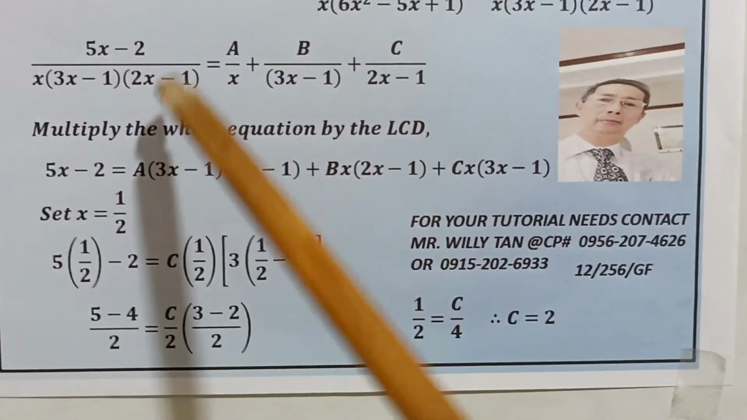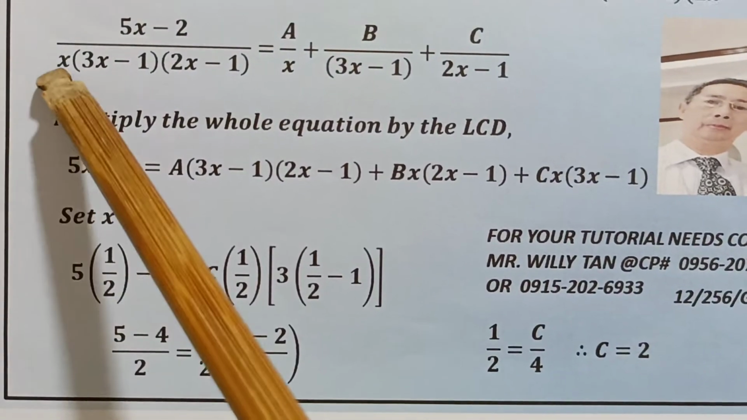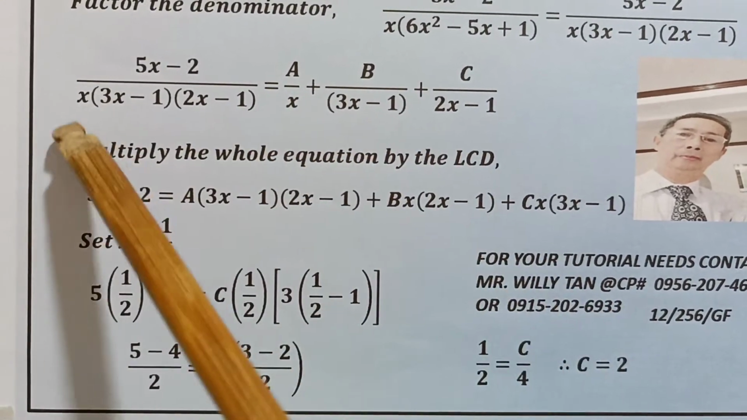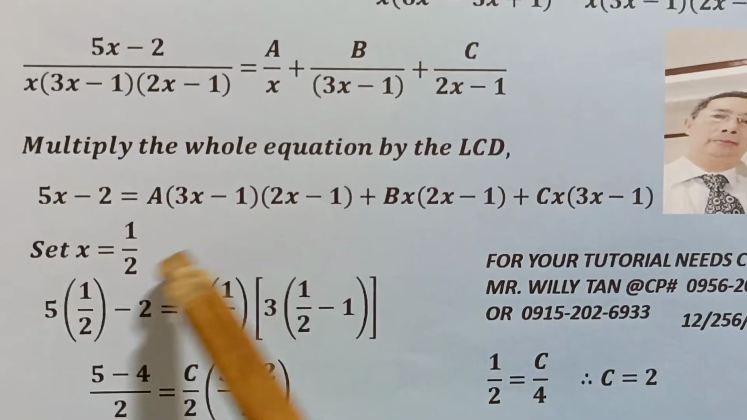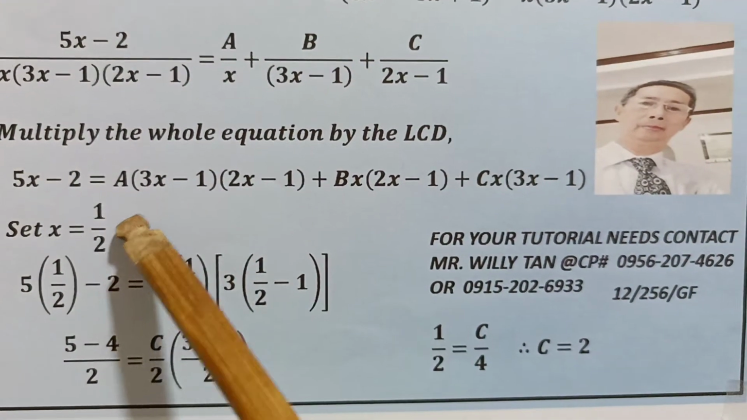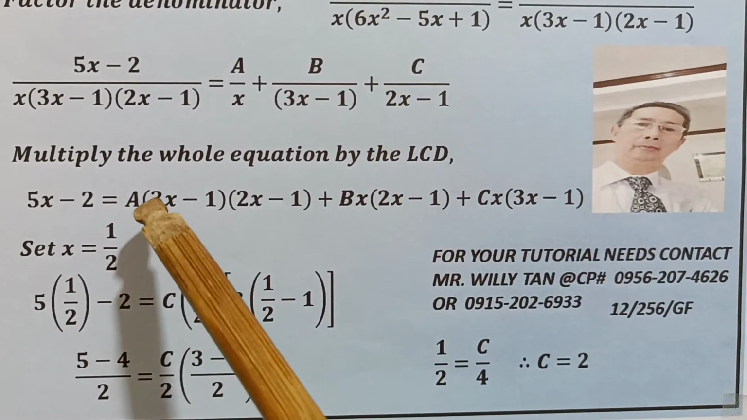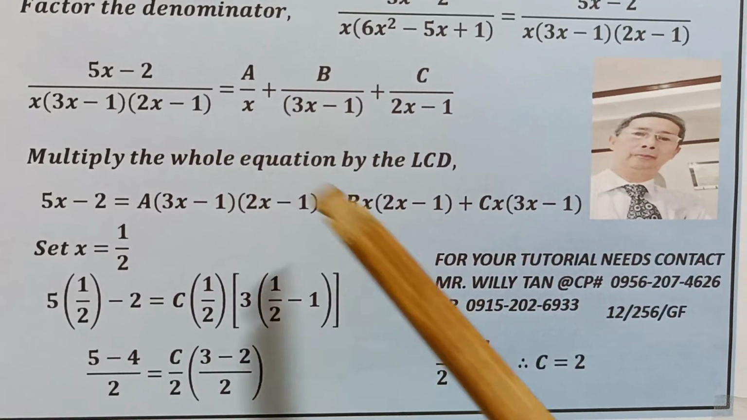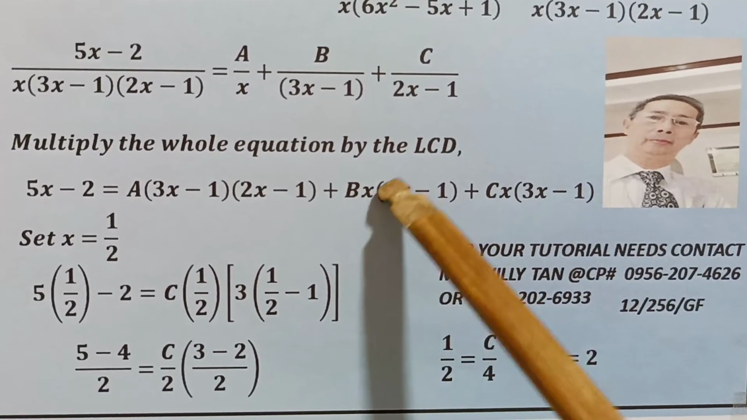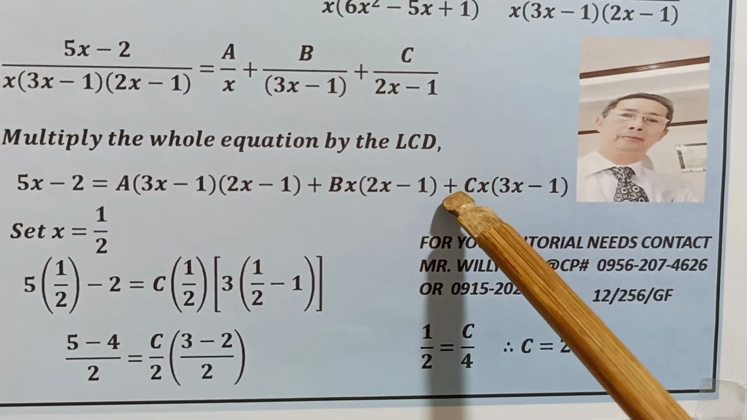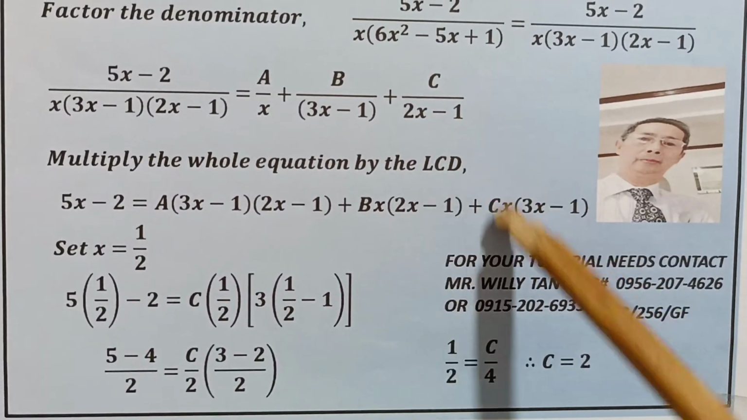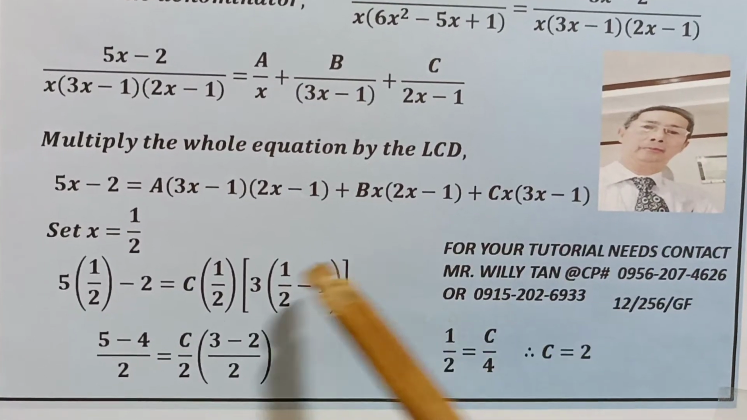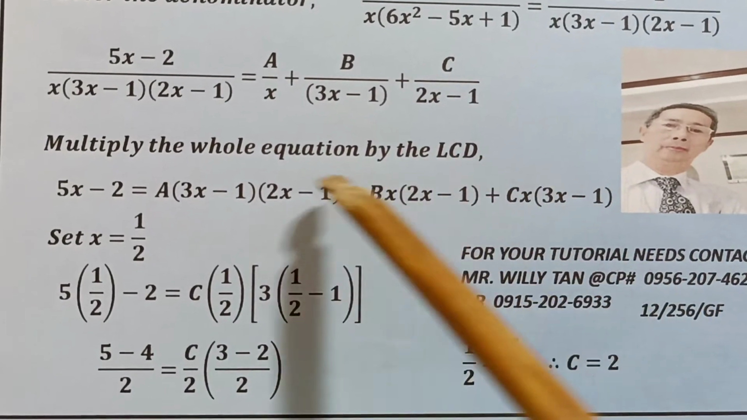So we get the LCD, and multiply the whole equation by this LCD, x times quantity 3x minus 1 and 2x minus 1. After multiplying, we get 5x minus 2 is equal to, since we cancel out x, what remains is a times quantity 3x minus 1 times quantity 2x minus 1. For b, we cancel out 3x minus 1, we get bx times quantity 2x minus 1. And for c, we cancel out 2x minus 1, so what remains is cx times the quantity 3x minus 1. So we get this new equation.